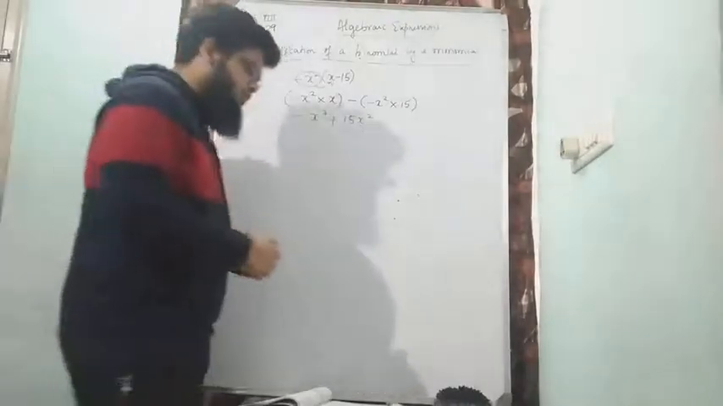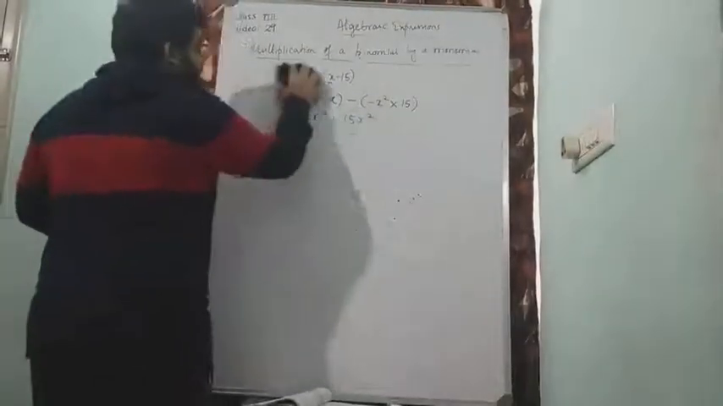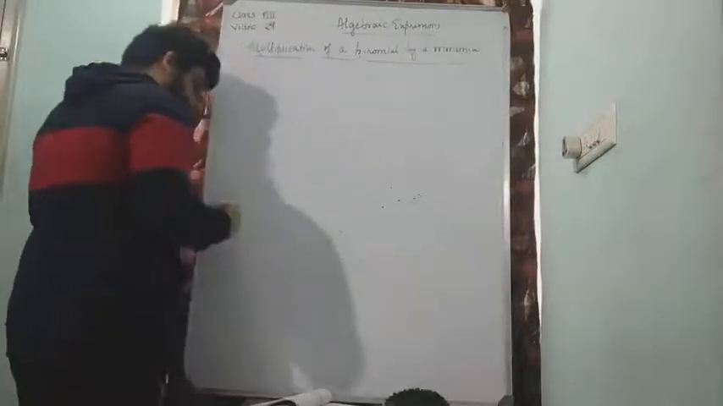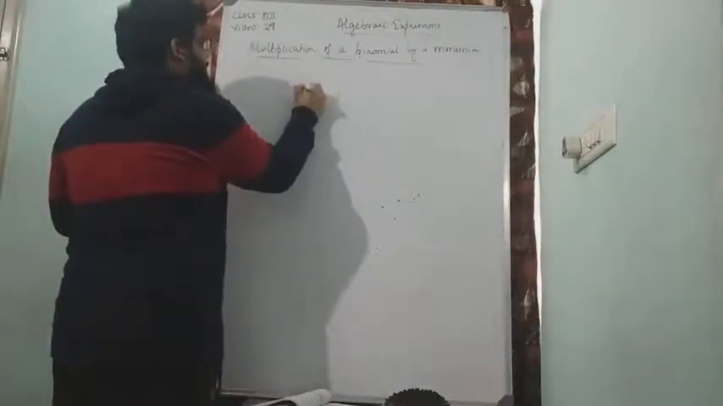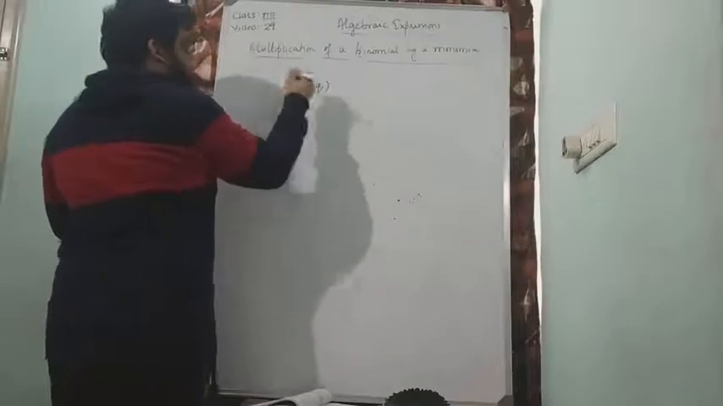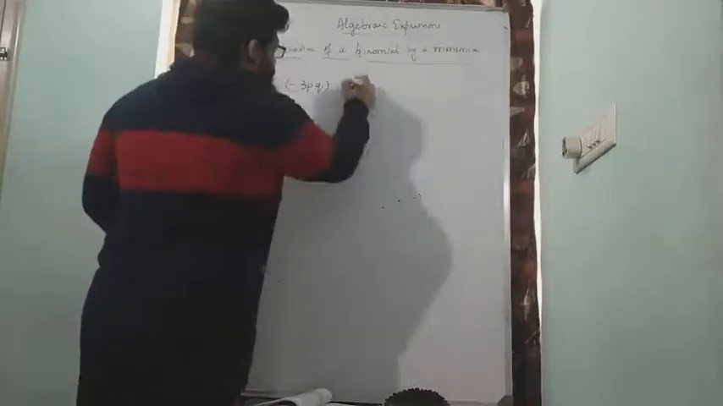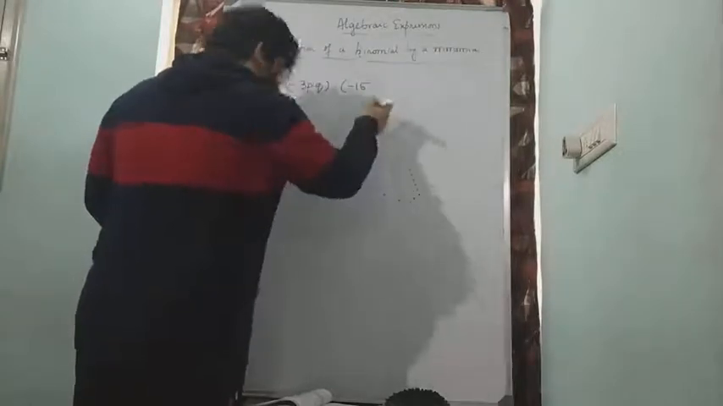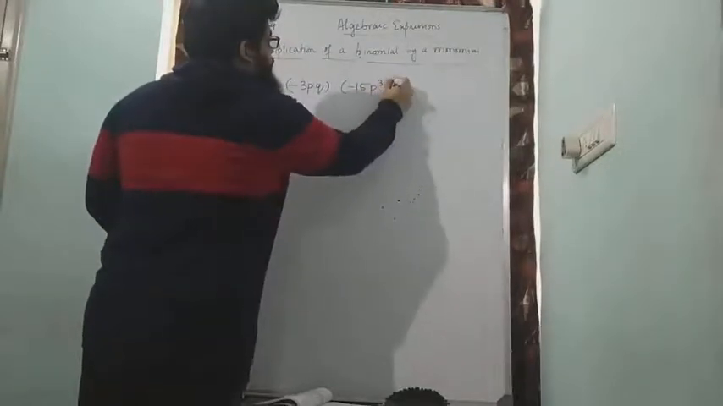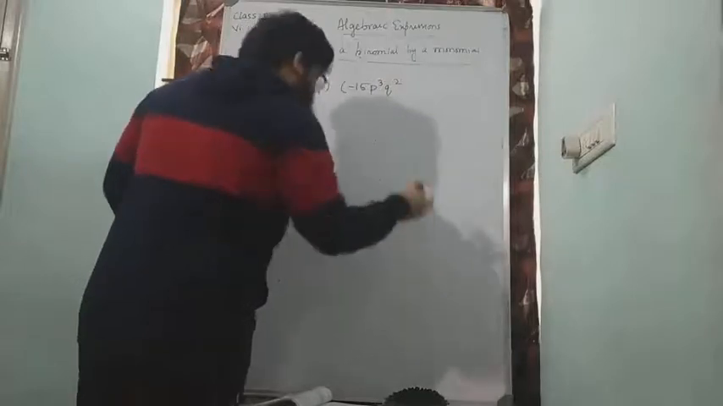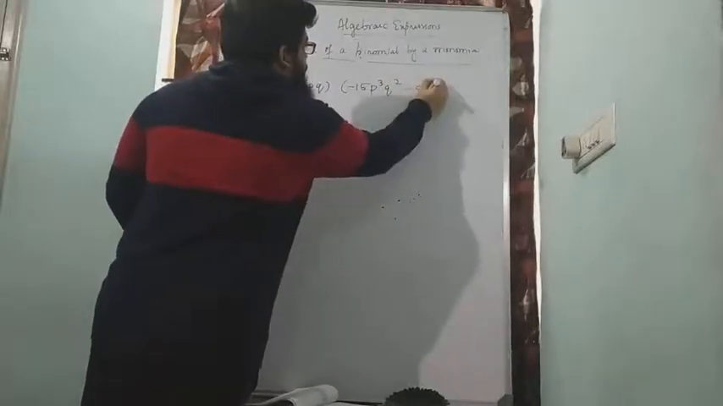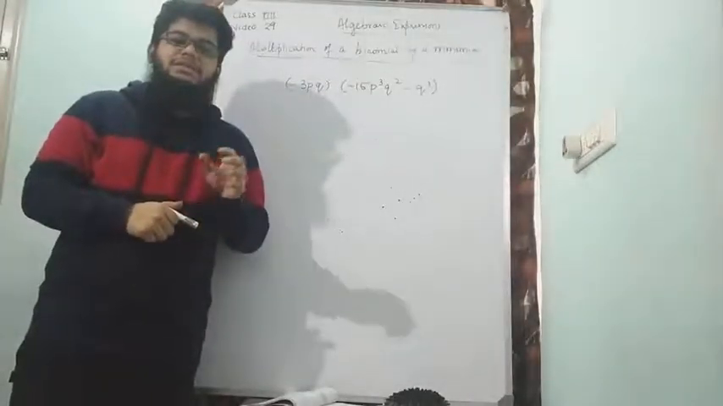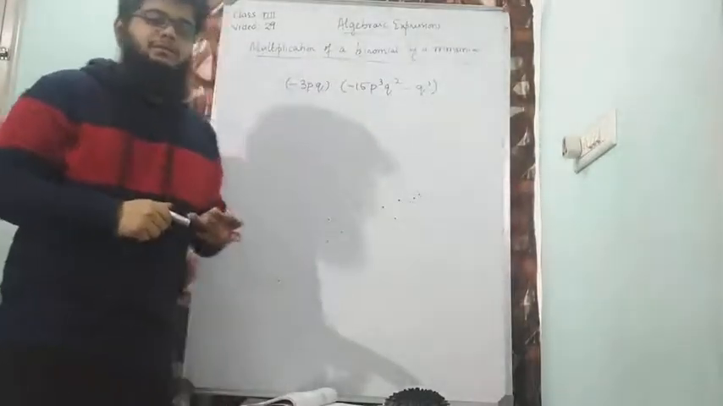I hope you have understood this problem. And I'll take one more question. So the question is minus 3pq into minus 15p cube q square minus q cube. Now let us classify which is the monomial and which is the binomial first.